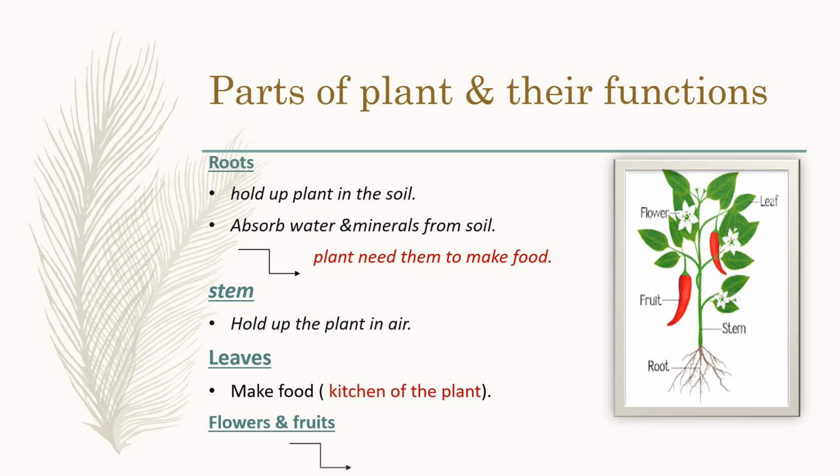Come to flowers and fruits. Flowers and fruits make new plants. They reproduce. They make new plants as the plant reproduces and has small babies. Which parts do that? Flowers and fruits.